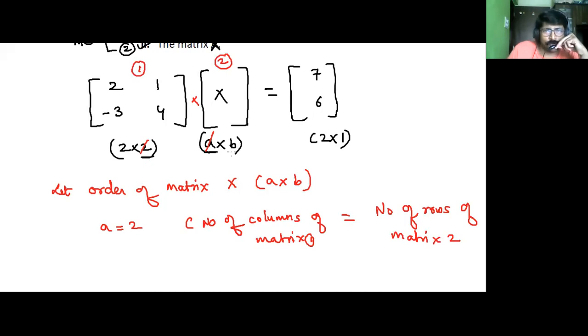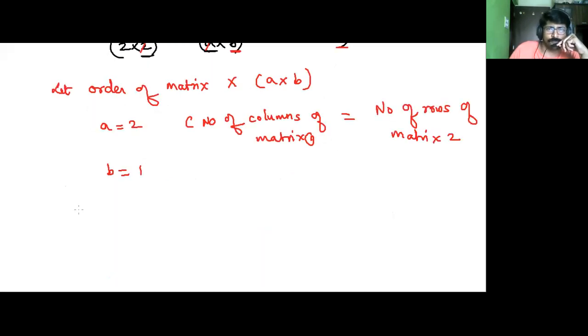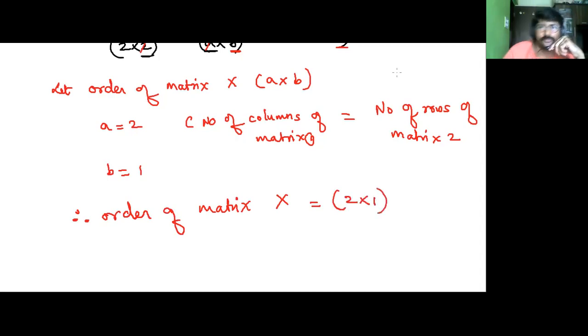Now, what will be the order? What will be the value of B? Value of B will be equal to 1, because the resultant order of the matrix will be 2 by B, and which is 2 by 1. So B is equal to 1. I hope you got this perfectly. So you can write it down. Therefore, order of matrix X is equal to 2 by 1. I hope you got till here perfectly.